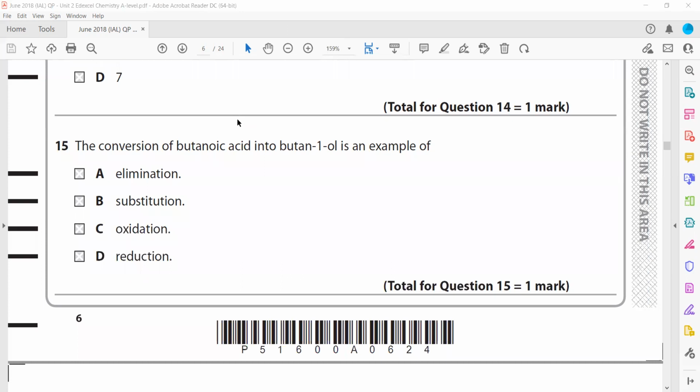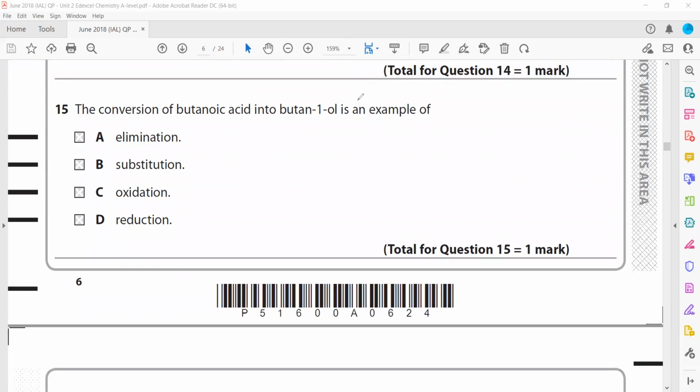In question 15, the conversion of butanoic acid to butan-1-ol is an example of reduction, because alcohol is oxidized to aldehyde and then to carboxylic acid. So if a carboxylic acid is converted back to alcohol, we call that a reduction reaction.